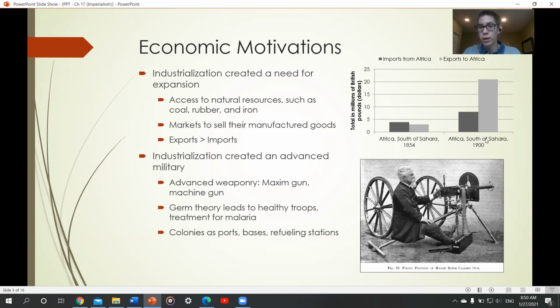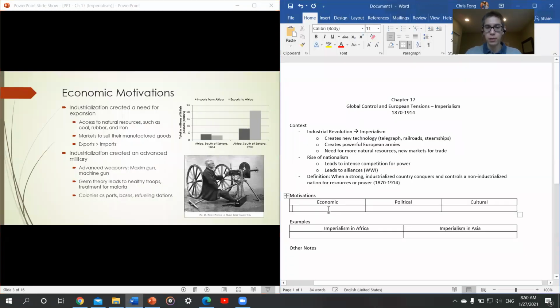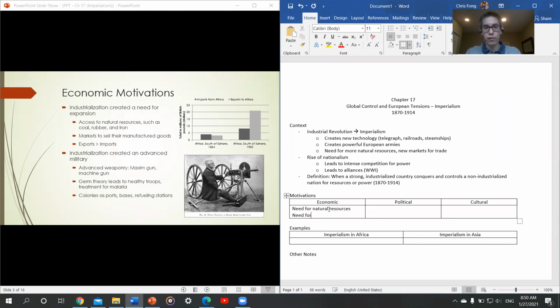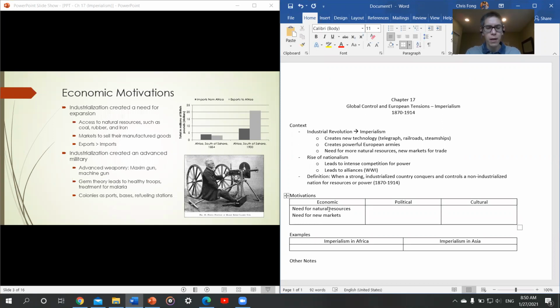And so this shows between England and Africa, by 1900, they're importing about 8 million pounds of goods, but they're exporting 21 million pounds. They're exporting way more, which allows them to make a profit. So there's a need for natural resources. There's a need for new markets. We already kind of put that. And then I'm going to say they want to maximize exports, which also maximizes profit.